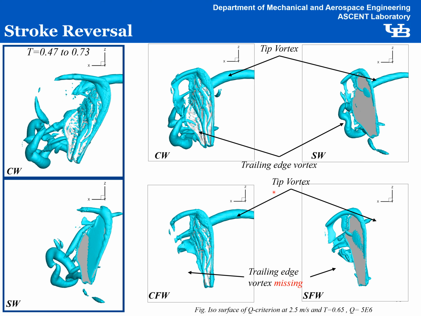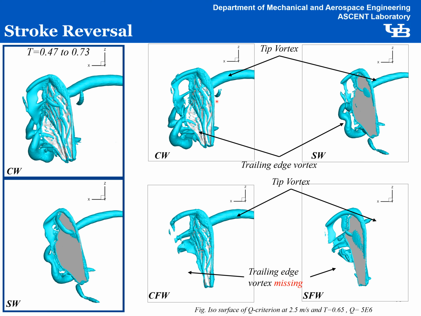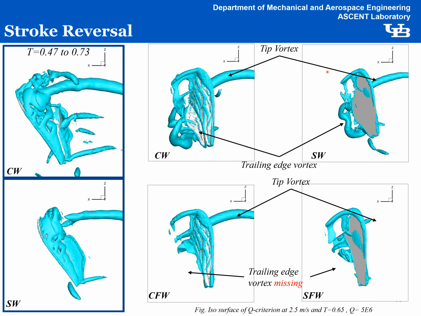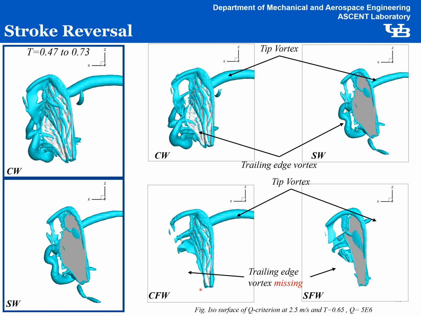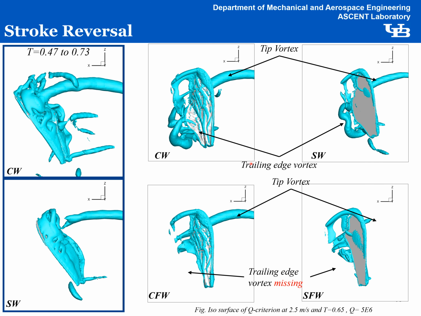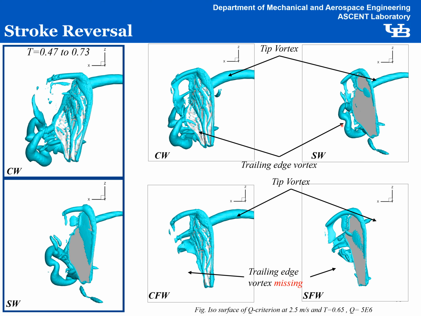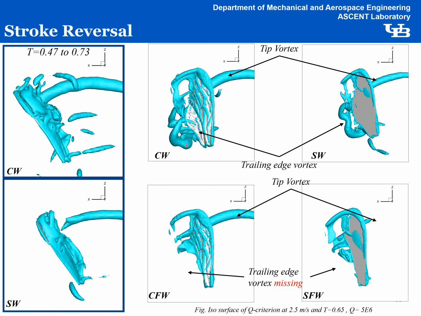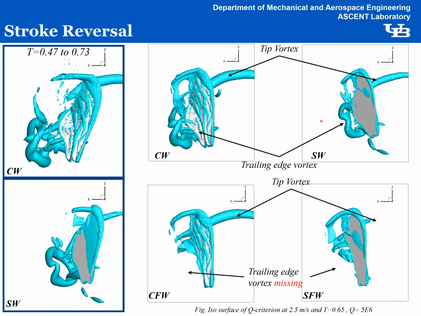The figures on the right show the comparison between all models at time 0.65 after the stroke reversal. Upon comparison between the models, the tip vortex shed in the wake is stronger in the corrugated models CW and CFW compared to the SW and SFW. Comparing corrugated wing and smooth wing models, we see that the corrugation sheds a dense trailing edge vortex in the corrugated wing compared to the smooth wing model.